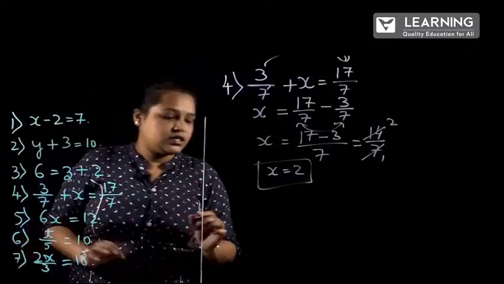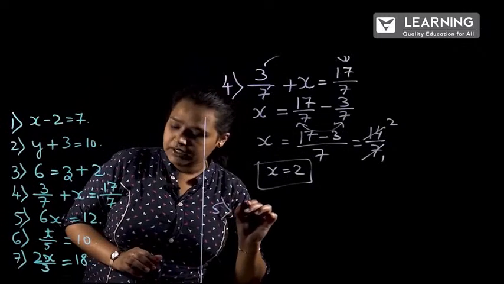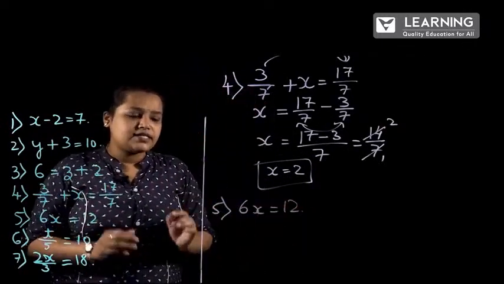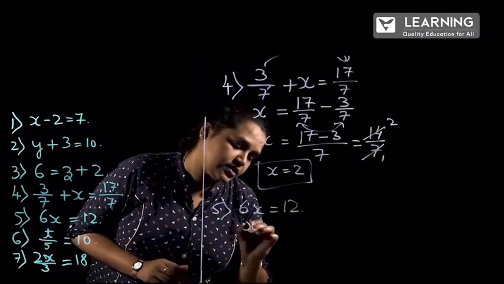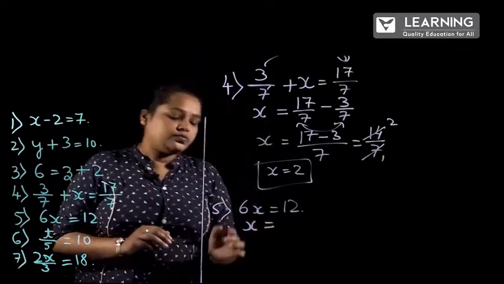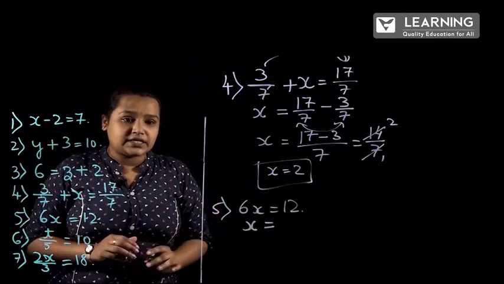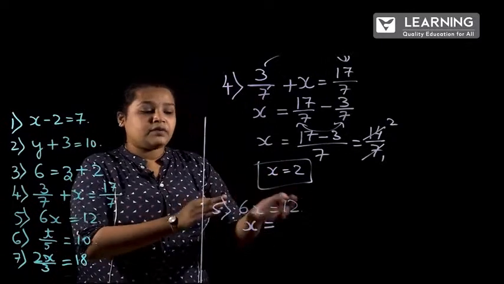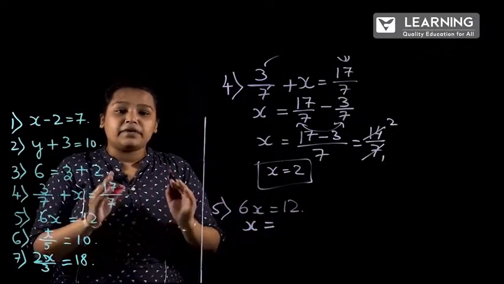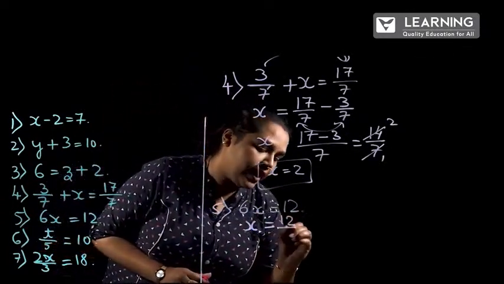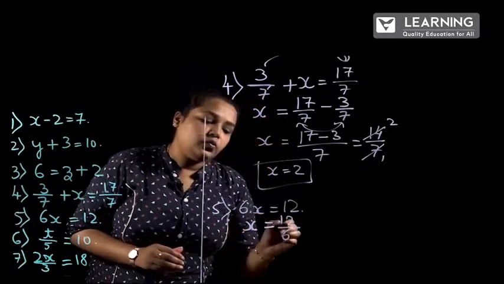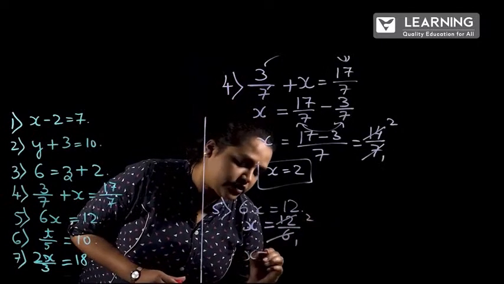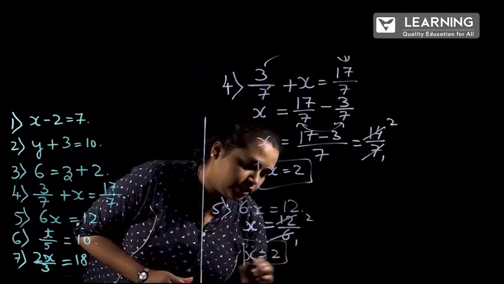And the next problem is the fifth problem. 6x is 12. This is a very simple problem. X will be equal to, here x is multiplied with 6. When multiplication is moving to the right hand side, it will become division. So 12 by 6. Now we can reduce this. 6 ones are 6, 6 twos are 12. Again the x value will be equal to 2.